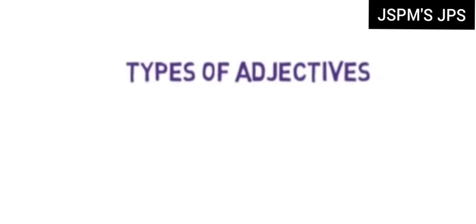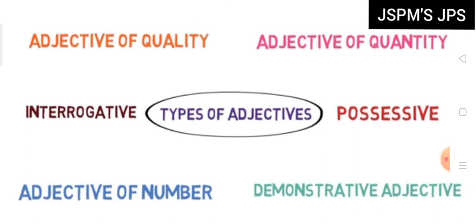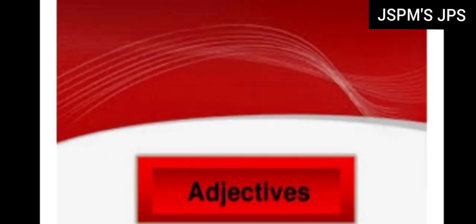And the next topic we discussed was types of adjectives. There are many kinds of adjectives. Some kinds we described yesterday, and the remaining we will describe today. The main types of adjectives are adjective of quality, adjective of quantity, interrogative adjective, possessive adjective, adjective of number, and demonstrative adjective.